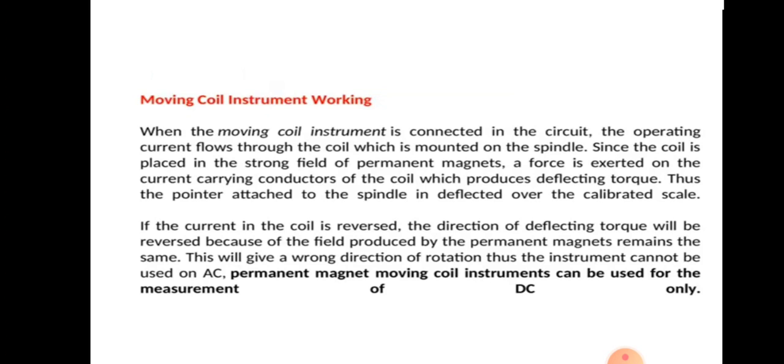Okay, so this is the drawback of PMMC. As we know, if we use AC current, the direction of the current may change. Accordingly, the deflecting torque will get reversed and the instrument will not work properly. Thus, we cannot use the PMMC for AC current. We can only use DC. So this is the drawback.